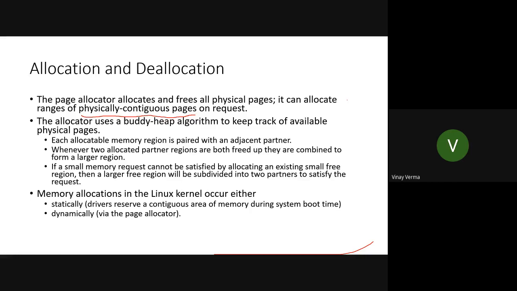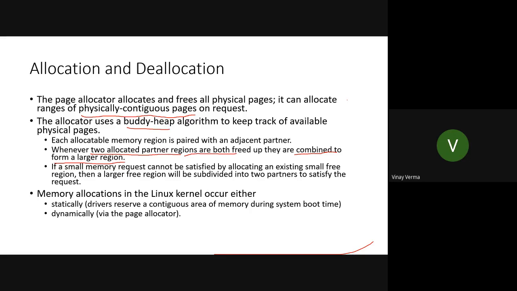Okay, so the allocator uses a buddy heap algorithm to keep track of available physical pages. Each allocatable memory region is paired with an adjacent partner. Whenever two allocated partner regions are both freed up, they are combined to form a larger region. So that is what I just told you in the previous part.